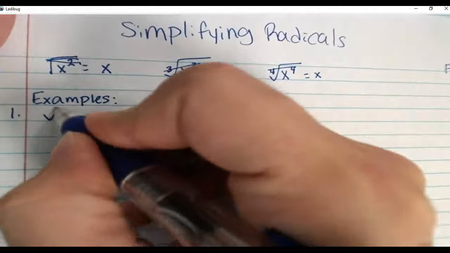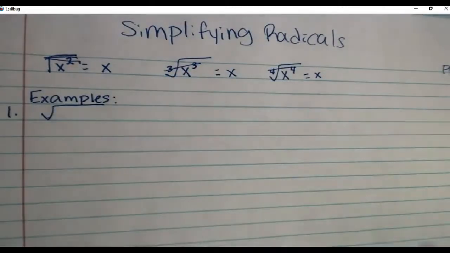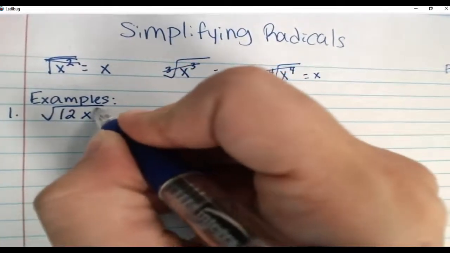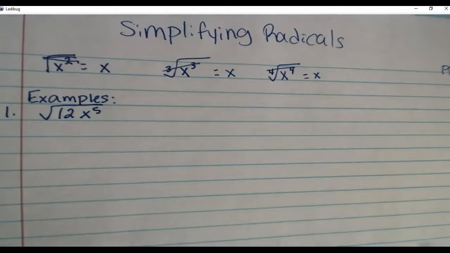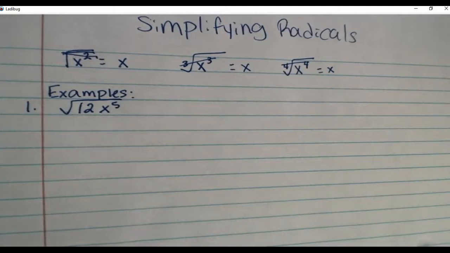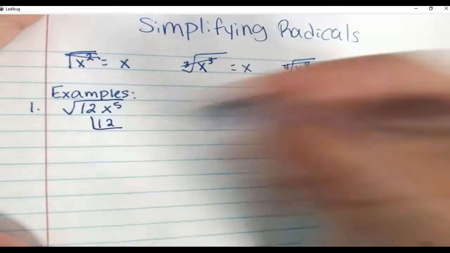So let's do a square root just to review one more time. Let's say we have the square root of 12x to the fifth. Well, we're going to list them out. The first thing we want to do is look at the number. Is 12 a perfect square? No. So we still have to break it down just like what we did for our warm-up.